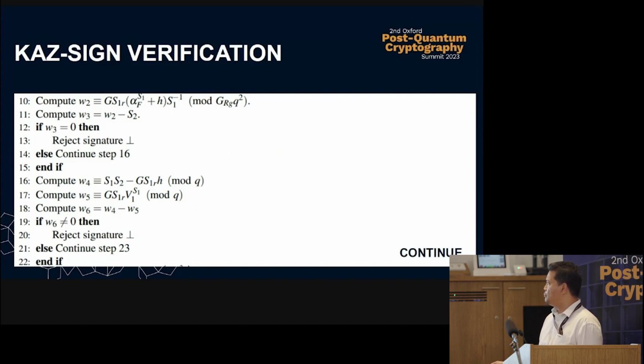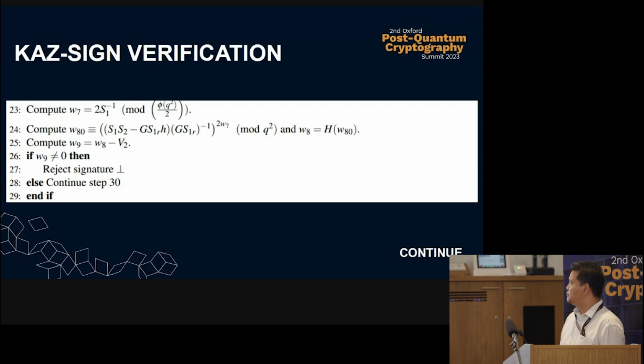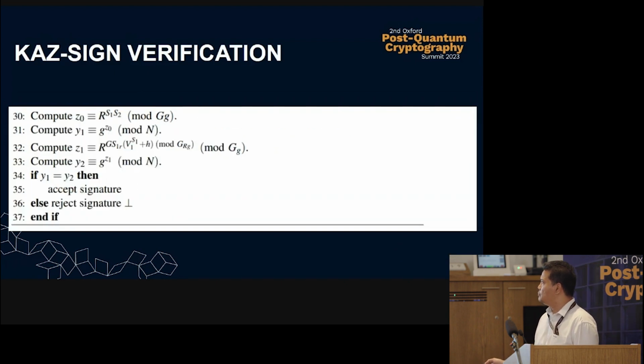Step 16, we compute W4, then we compute W5, then we compute W6. If W6 is not 0, then reject the signature. Else we continue the process, compute W7 and the following. If W9 is not 0, then you reject the signature. And finally, we compute number 30, which is Z0 RS1 S2, compute Y1 G to the power Z0 modulo N, compute Z1, which is the following, and then again Y2. Then if Y1 is Y2, you accept, else you reject the signature.